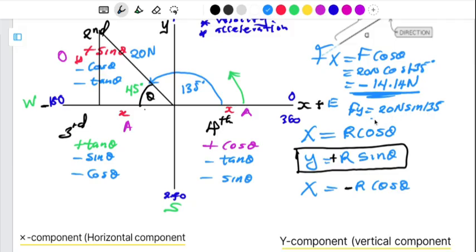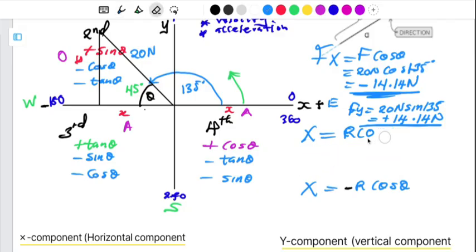So here I'm getting positive 14.14 newtons as my final answer. This makes sense because this is the positive side of y. Now, if you want to use the reference angle, if you have been given the angle as the reference, you're not going to specify to say this is the reference angle. It is up to you to come up with a free body diagram and plot.